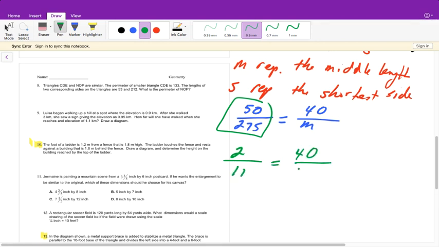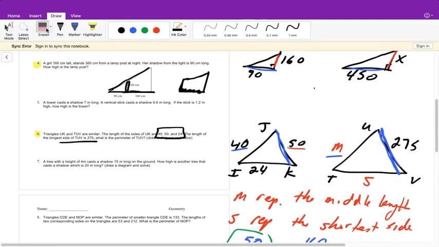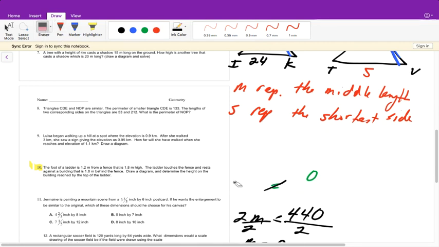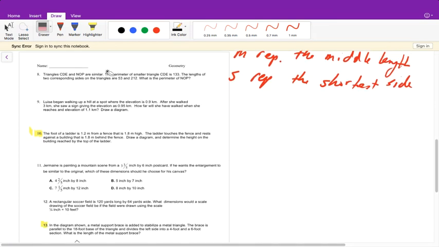Then we cross multiply. This gives me 2M is equal to 440. We divide by 2, and M is equal to 220. So up here, instead of this M, I'm just going to write 220, because I'm running out of space. Let me write this in red, 220. I'm going to erase this work real quick because I have to do this again, because in order to find the perimeter of a triangle, we need to know all 3 sides.